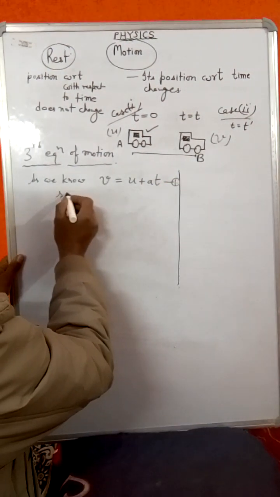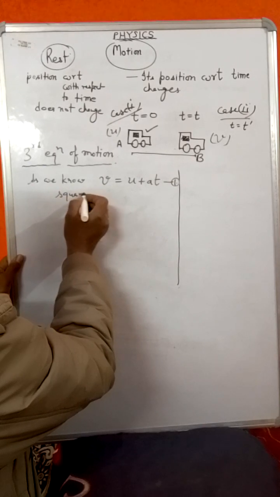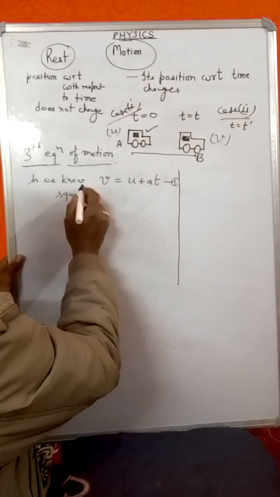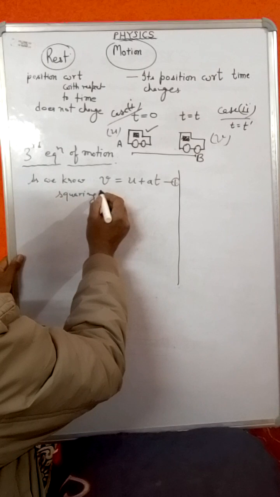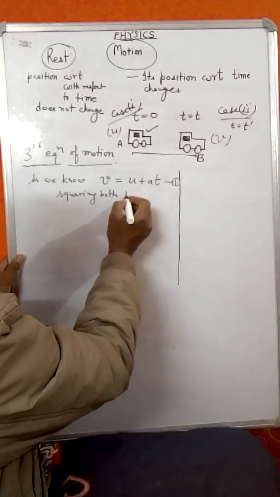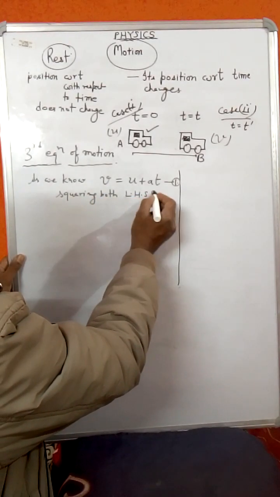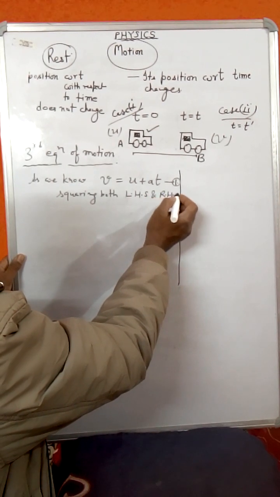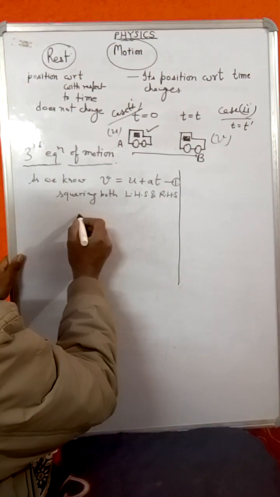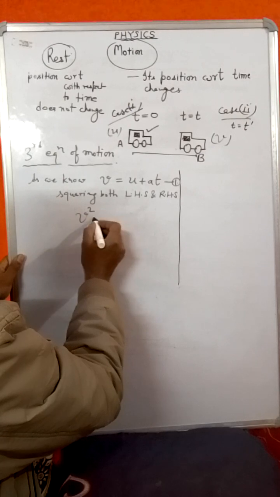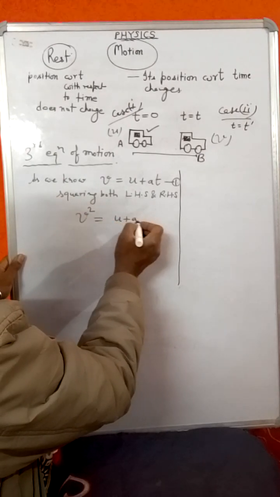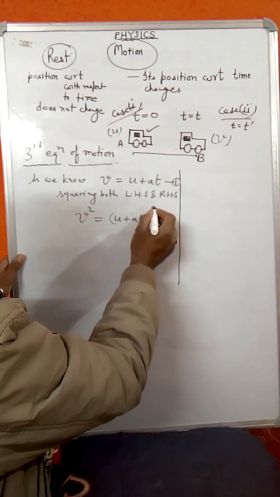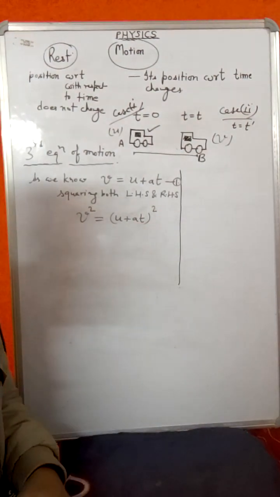Now what you have to do is basically square both LHS and RHS. What will happen? We will get v square is equal to u plus at whole square. Right? This point is clear.